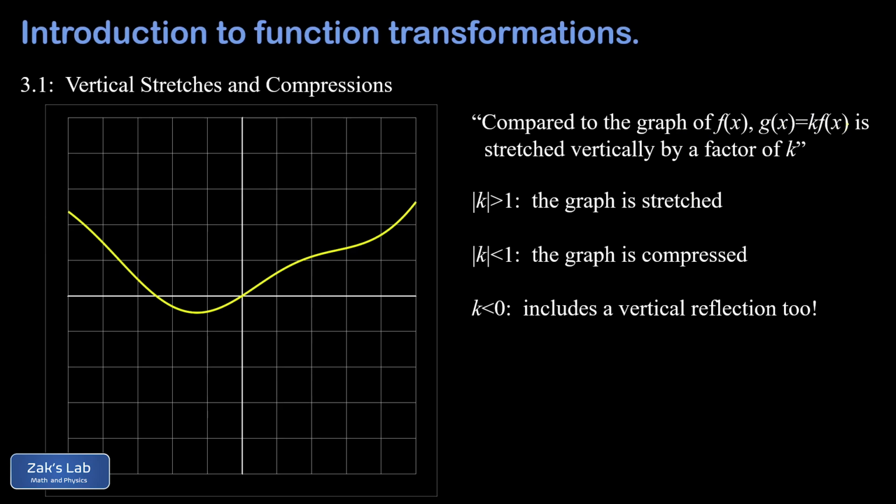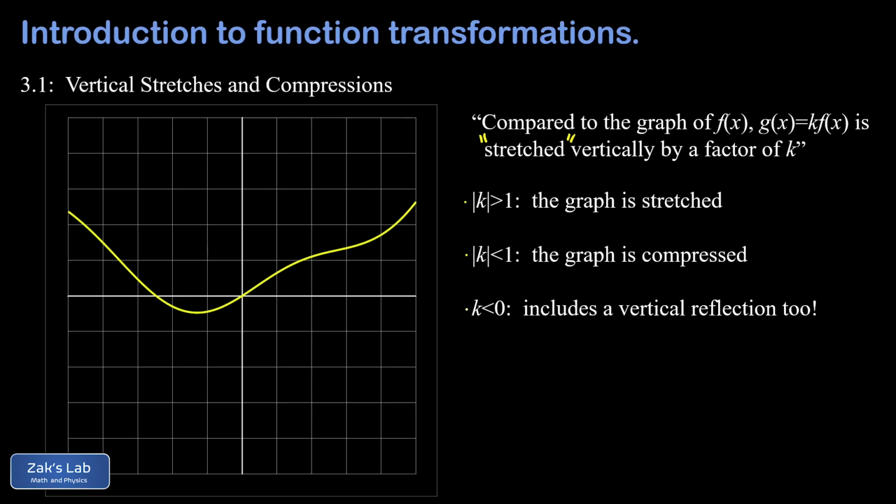In other words, multiplying the entire formula for f of x by some constant k is going to stretch it vertically by a factor of k. Now it's important to clarify what I mean by stretched, because we're actually talking about two different cases. If we multiply the graph of f by a number bigger than 1, it's going to be stretched vertically. But if that number has a magnitude less than 1, so a fraction like 1/3 or 1/2 or whatever you can imagine, that's going to cause a vertical compression of the graph.